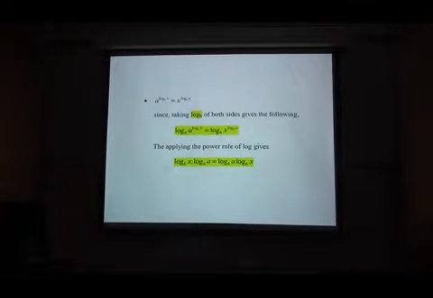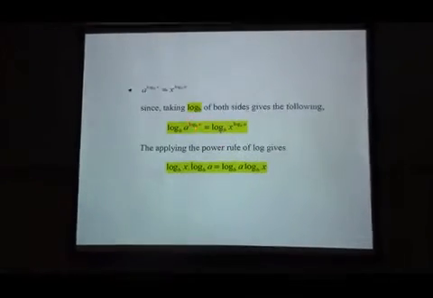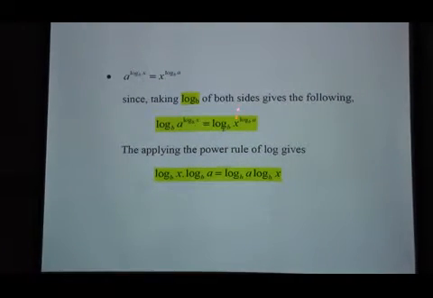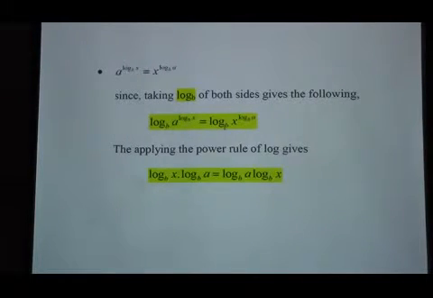If we take the log b of this, we get log b of this equals log b of that. But then this exponent can be used as a factor. So this log b of x comes out in front, and this log b of a comes out in front. And so what we have is log b x times log b a, and log b a times log b x. These are the same. So the a and the x can be exchanged and have the same expression.